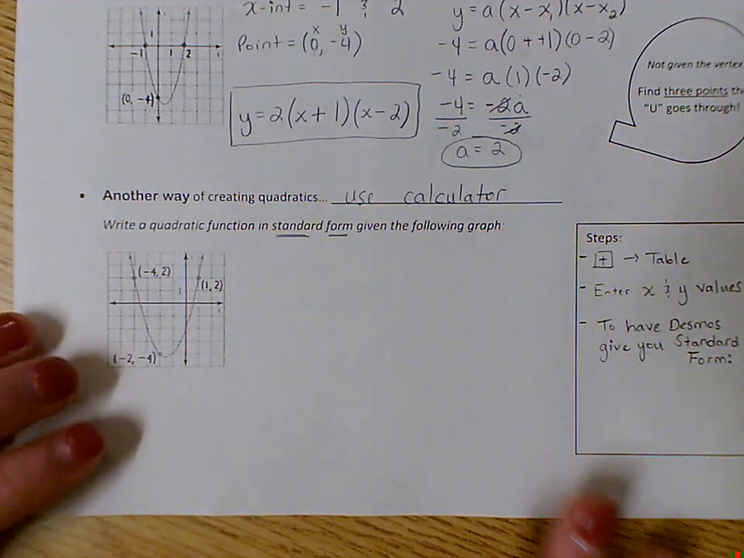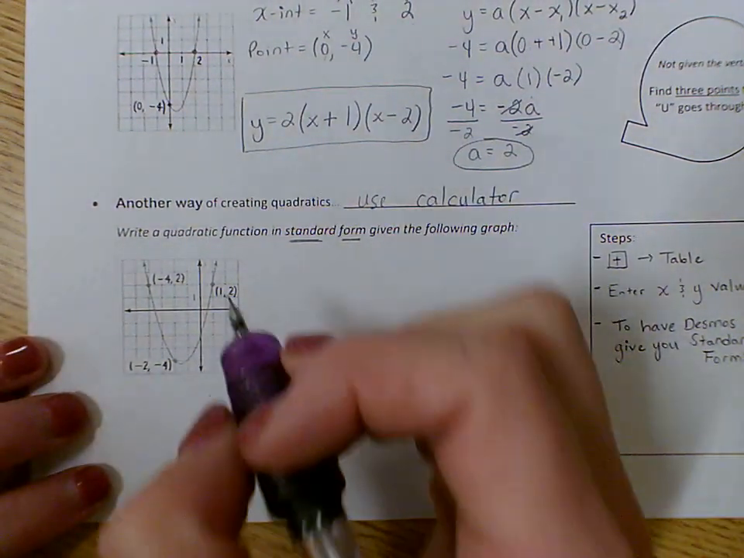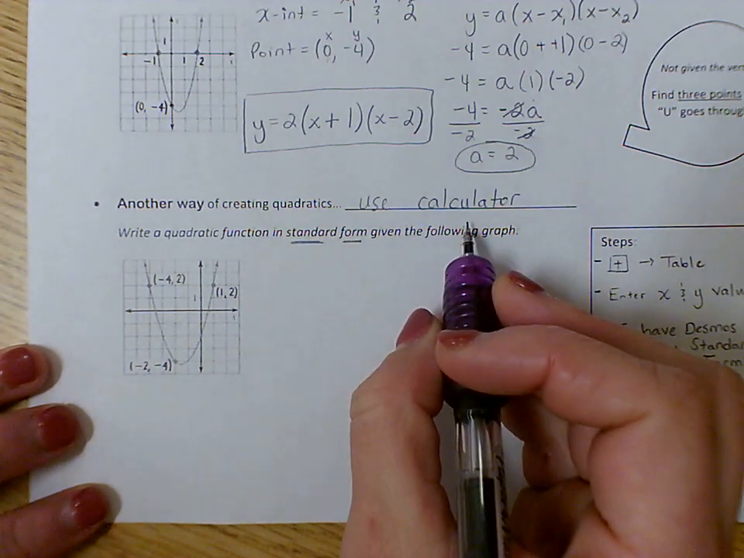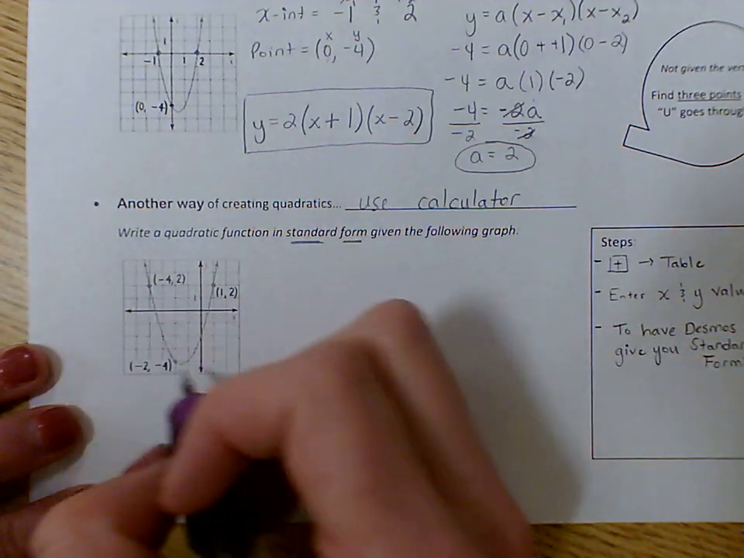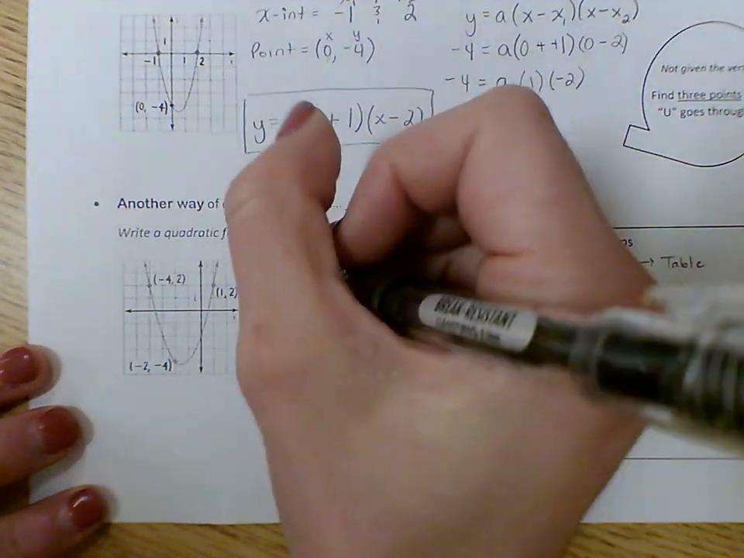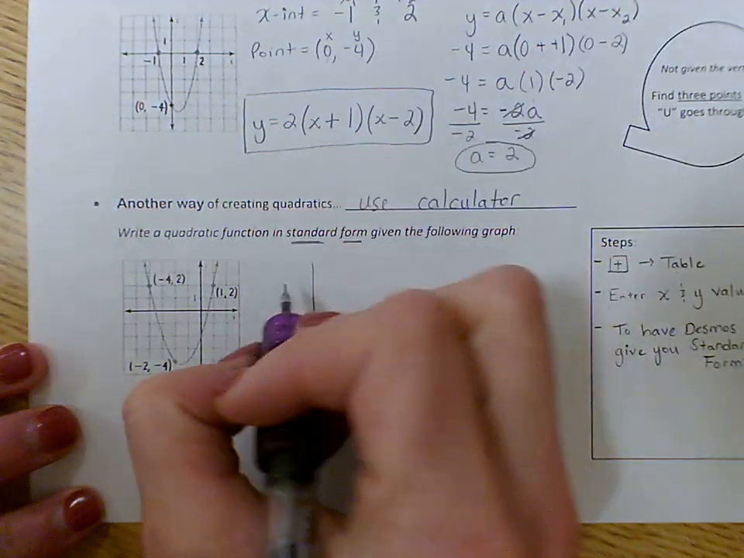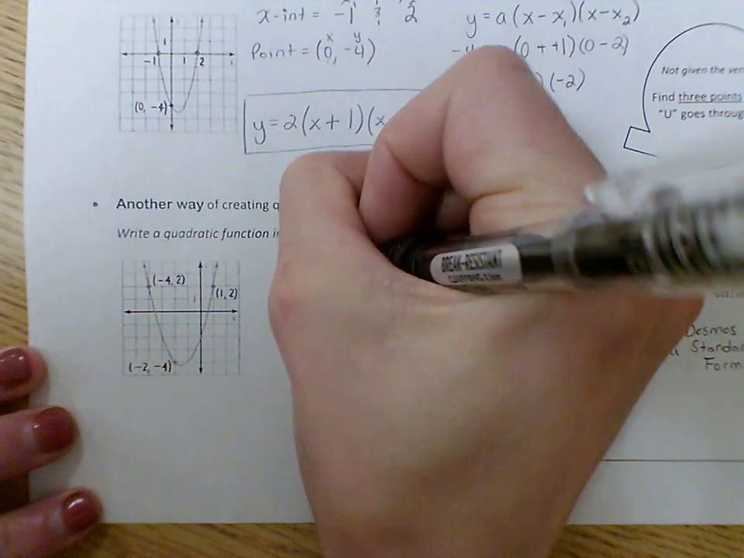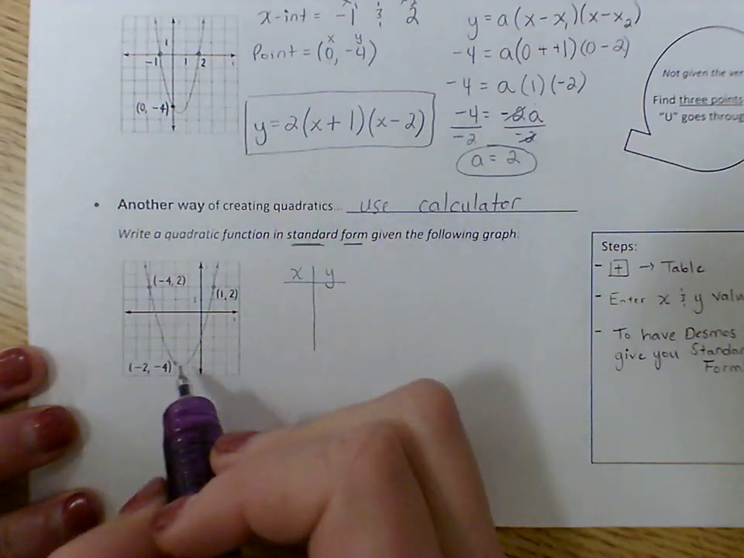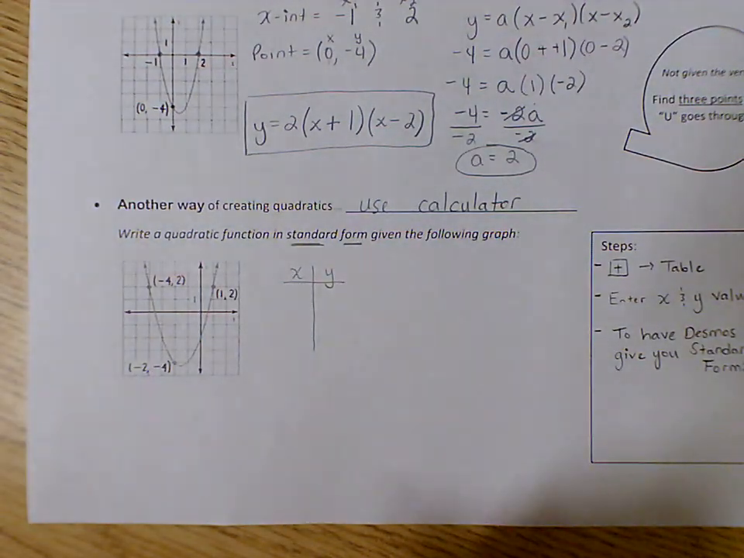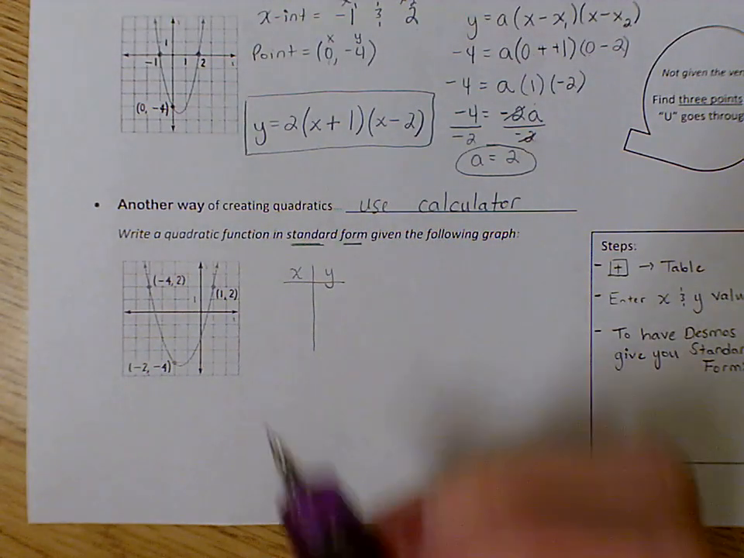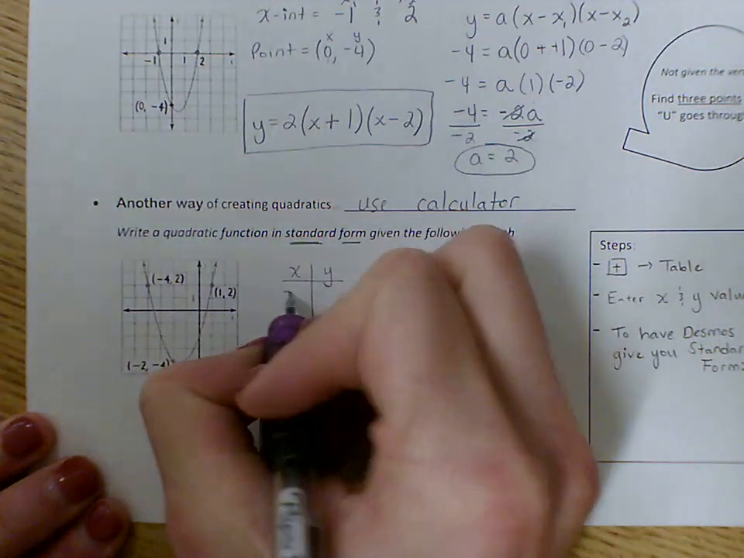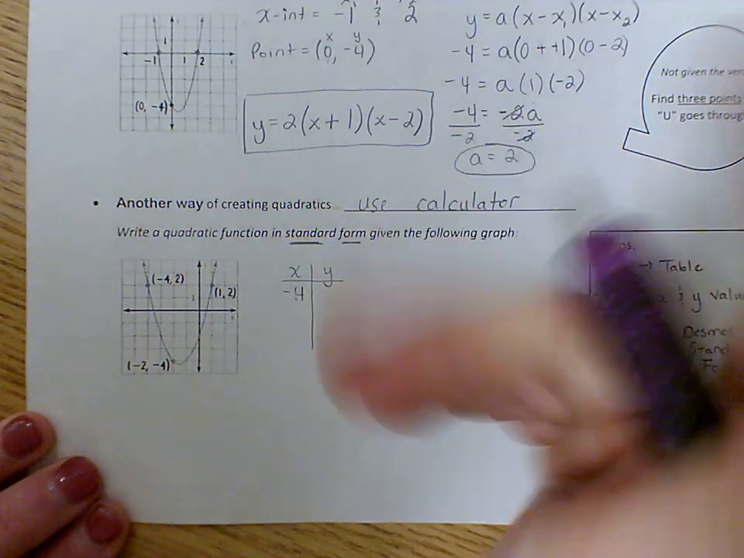Like I said before, you can pick any of the coordinates that are on that U, as long as they are on the parabola. Okay, and so to go from here to actually be able to type it in your calculator, you are going to need to make a table with at least 3 points that it goes through. Okay, so to make your table, you have your x and y values. You're going to take those 3 points at least that you found, and you put your x values and your y values together.